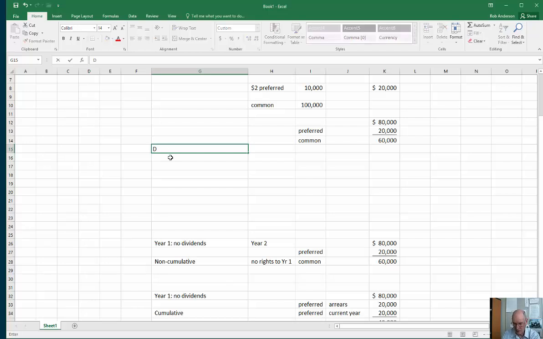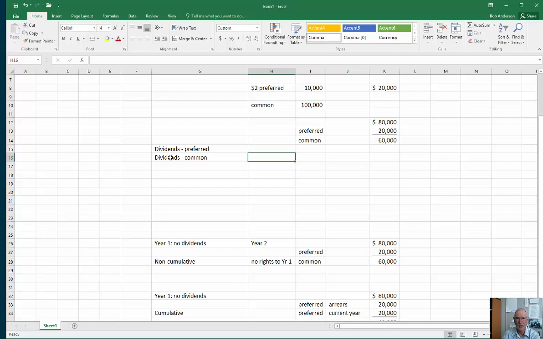We're going to call the first one dividends preferred, and the next one is dividends common. Okay, so we're going to debit that for 20,000 and then that, 60. And then that adds up to our 80,000.